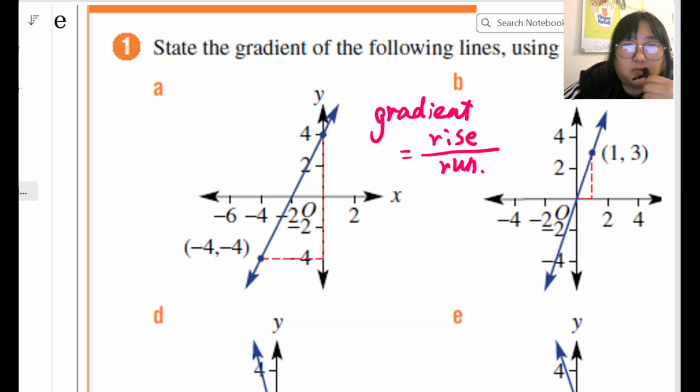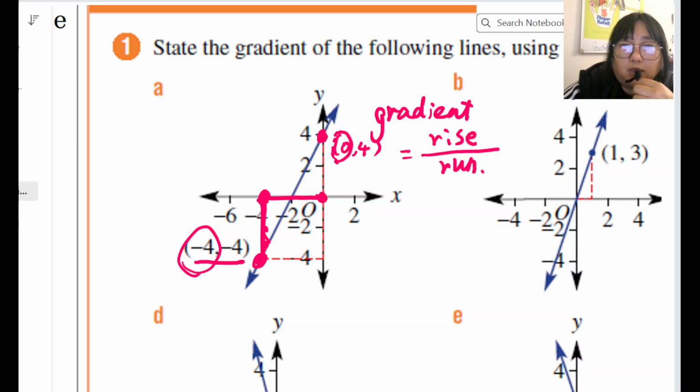Now we check from this point, negative 4, up to this point, which is 0, 4. So we will see from the x value, negative 4 to 0. My run goes from negative 4 to 0, and so my units are 1, 2, 3, 4. So my run is 4 units because I go in the right direction.